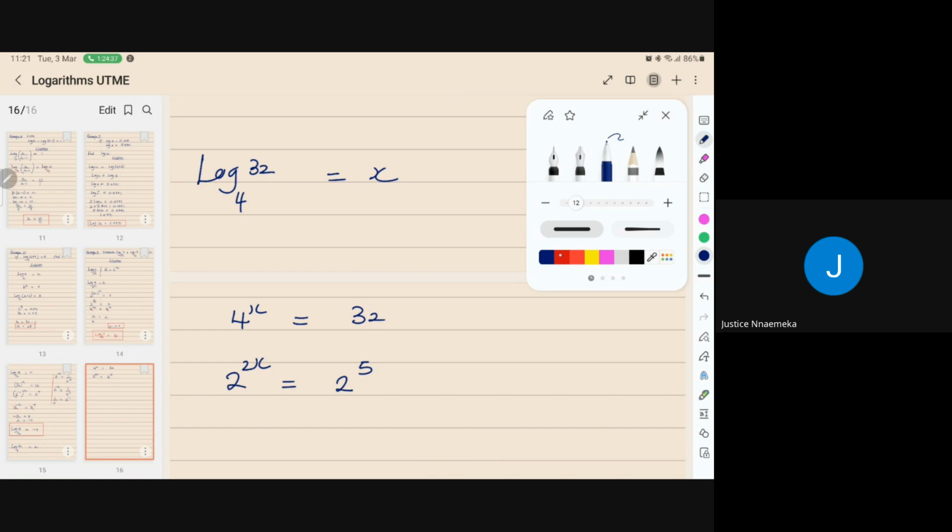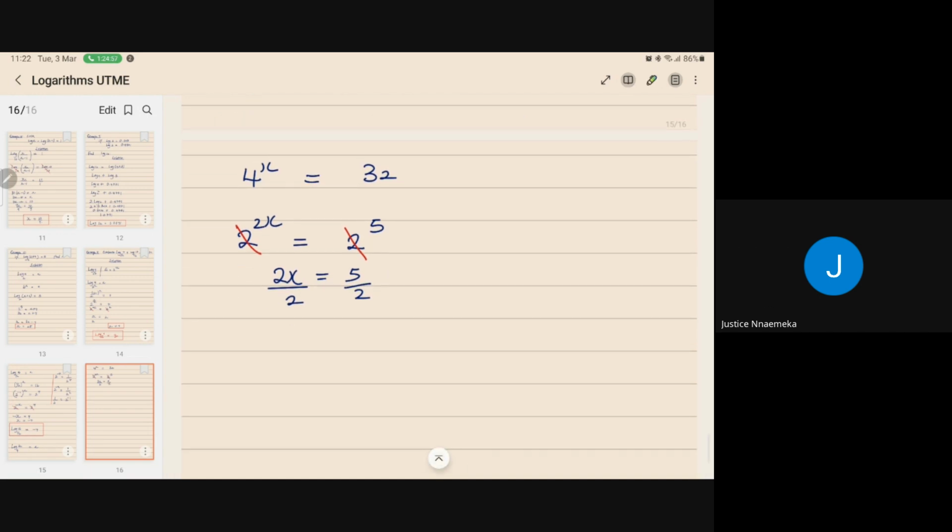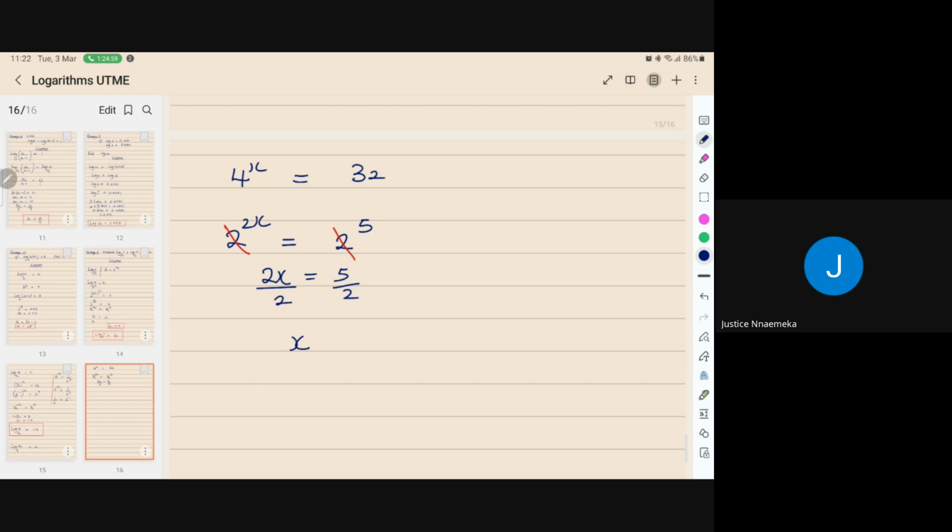Now that said, it simply means that that 2 is going to wipe out 2. So when it does, I'm going to have 2x equal 5. Divide both sides by 2, and therefore we now have that x equals 5 over 2, right? So therefore we'll have that log 4 of 32 is equal to 5 over 2.